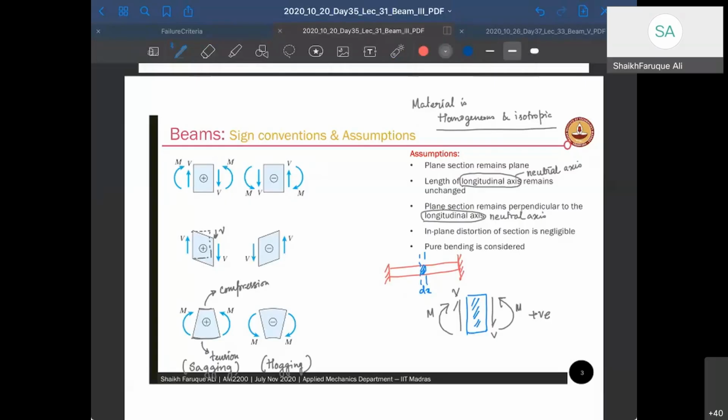Distortion of the section is negligible. Pure bending is considered. Okay, pure bending we have seen in the last class itself. I will show you what these assumptions mean in the following slide.